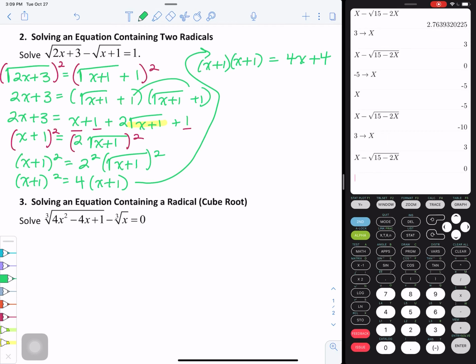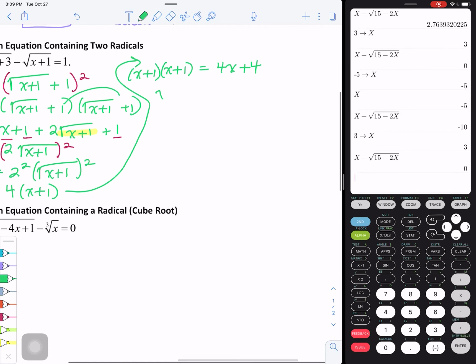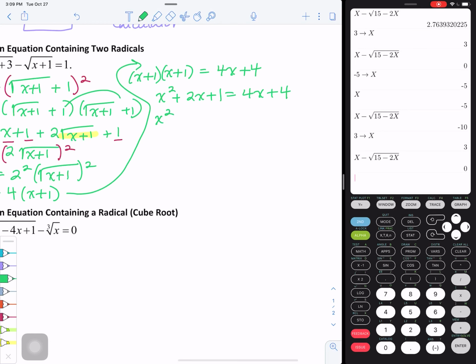Okay, and now I have x squared plus 2x plus 1. Inner and outer are both x, so I have 2x equals 4x plus 4. So we have to bring everything over to the left-hand side. So I'm going to subtract 4x, which will leave a negative 2x over here. And I'm going to subtract 4, which will leave me with a negative 3 on this right-hand side.